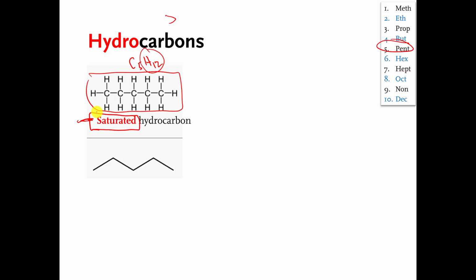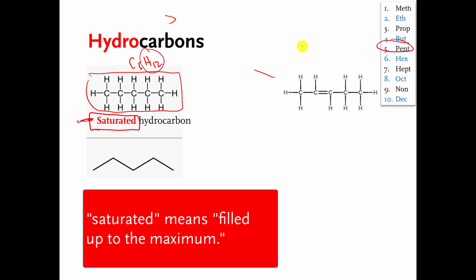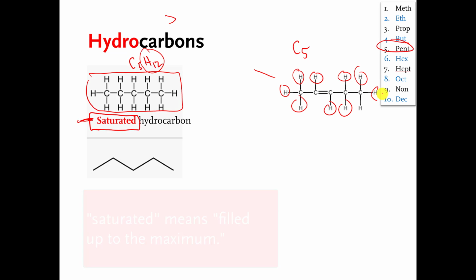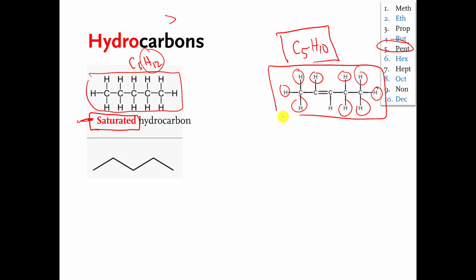It's saturated with hydrogens. This molecule over here is also C5, but it's not H12. It's 1, 2, 3, 4, 5, 6, 7, 8, 9, 10. C5H10. This molecule here is not stuffed with as many hydrogens as I can stuff onto it because it has this double bond here. So this particular molecule is an example of an unsaturated hydrocarbon. So I want you to know what saturated and unsaturated hydrocarbons mean.